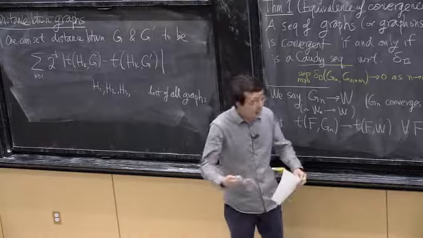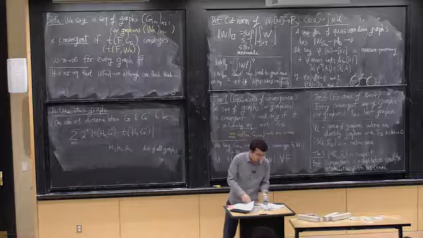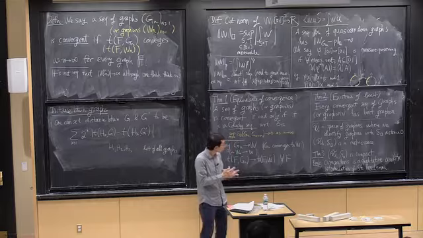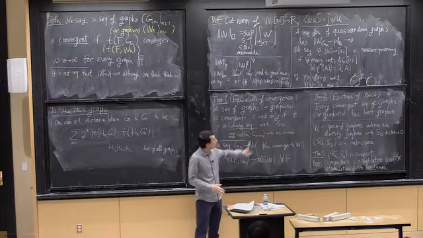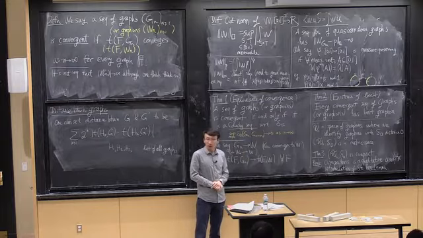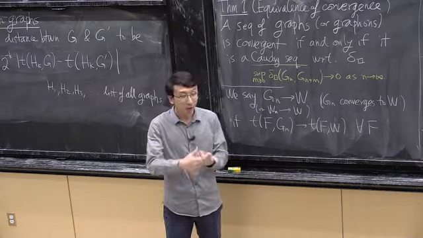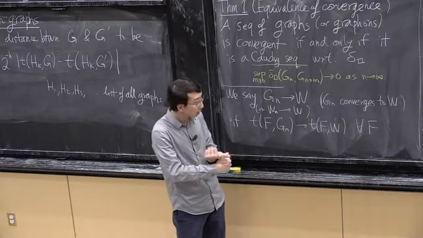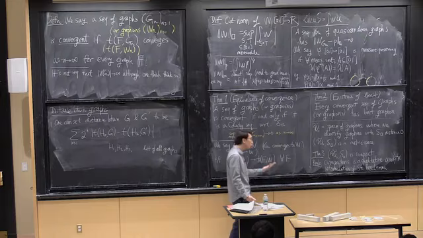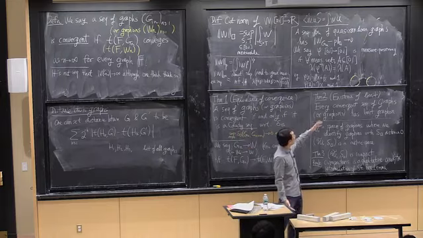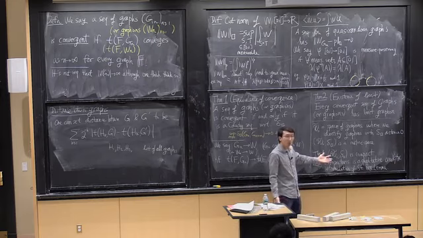Okay, so this topic, graph limits, which we'll explore for the next few lectures, including giving a proof of all three of these main theorems, nicely encapsulates the past couple of topics we've done. On one hand, Szemerédi's regularity lemma, or some version of it, will be used in proving the existence of the limit and also the compactness.